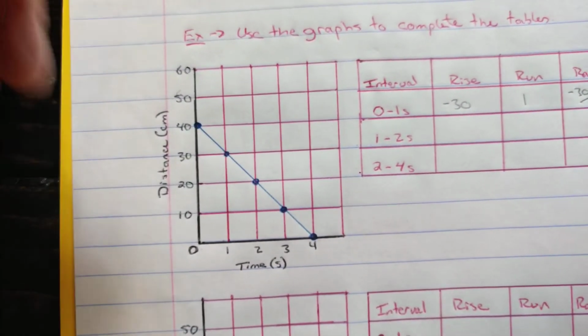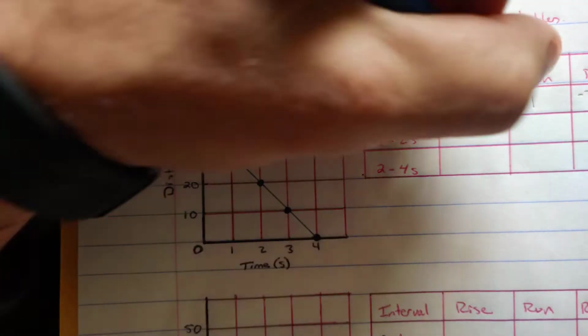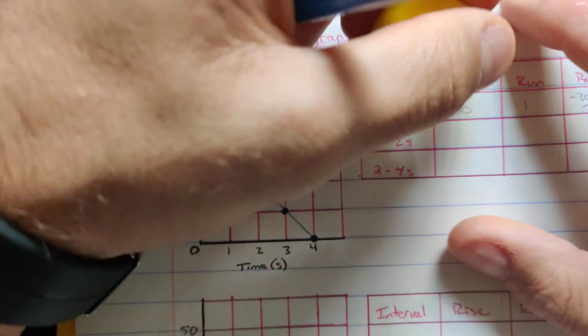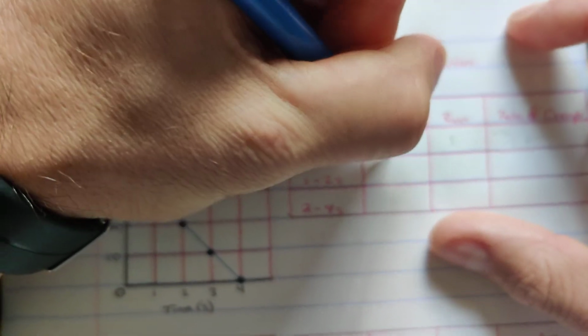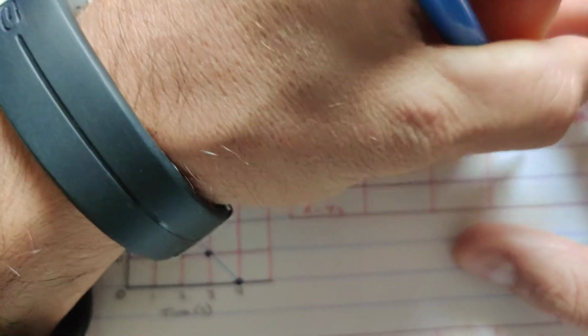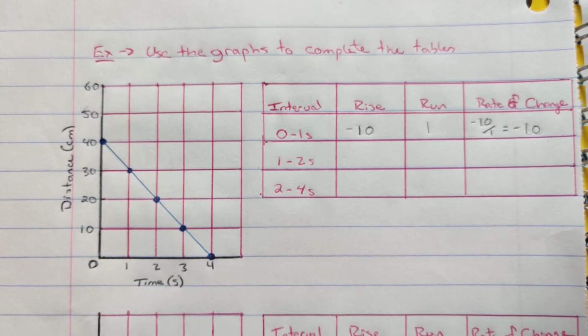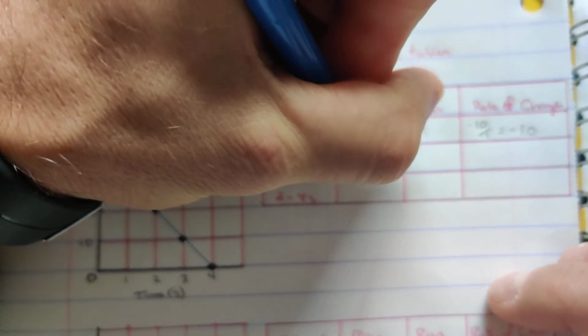From 1 to 2 seconds, we go from 30 down to 20. So that is, I made a mistake there. Let's fix that first one. We didn't go down by 30. We went down by 10. So those of you that were going, what's he talking about going down by 30? We went down by 10 in that case. In this case, we also go down by 10 from 1 to 2 seconds.